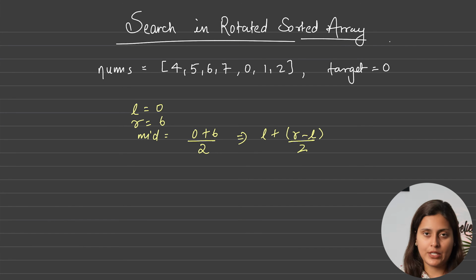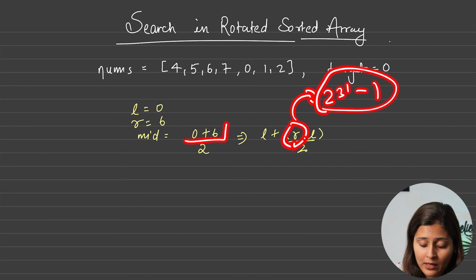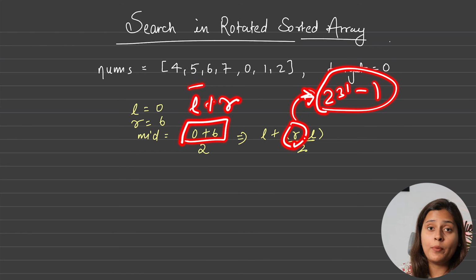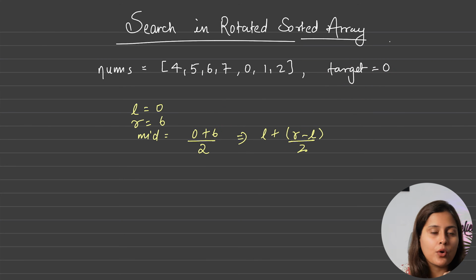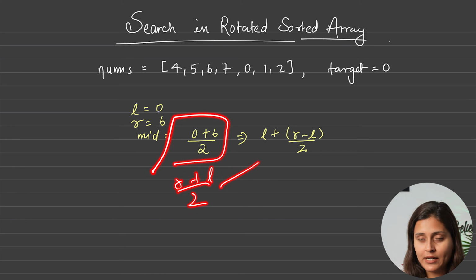Okay, because of the constraint. What if the right index is at its boundary, meaning 2 power 31 minus 1? So in that case, if you use this formula, if you add L plus R, R is already at its boundary, the integer level boundary. If you add a single number to it, it will go beyond that and it will become negative. Okay, so hence in that case we will not go with this calculation, left plus right by 2. Instead we will go with left plus (right minus left) by 2.